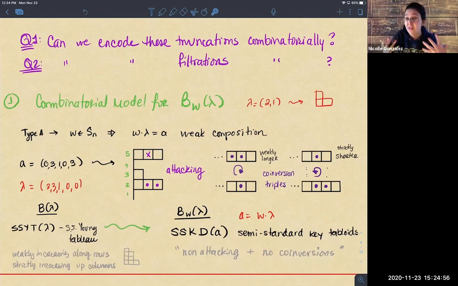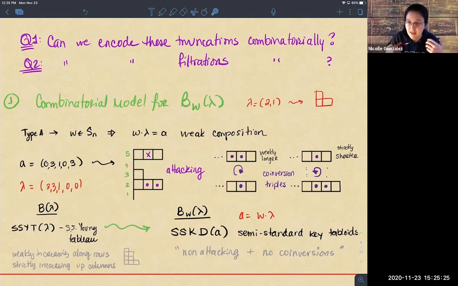Likewise, we have different fillings associated to these, right? So in the semi-standard Young tableau case, we had conditions like weakly increasing along rows, strictly increasing up columns, in the way that we had to fill it in with entries 1 through n. In this semi-standard key tabloid case, the fillings are going to be more complicated. So we're going to deal with a filling known as not attacking and no coinversions. So these are complicated.